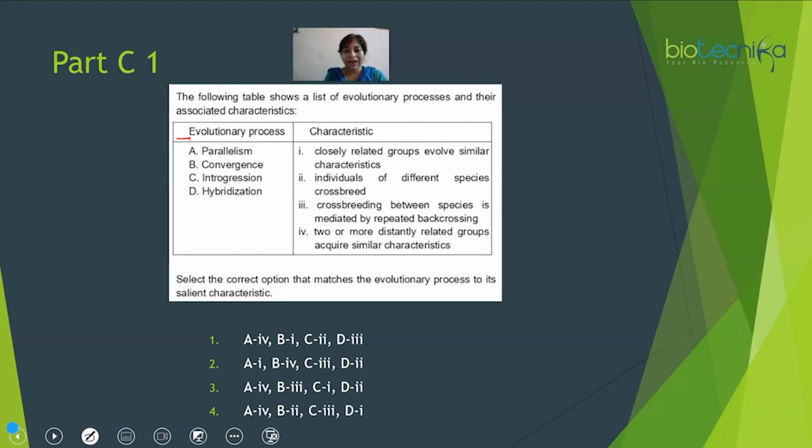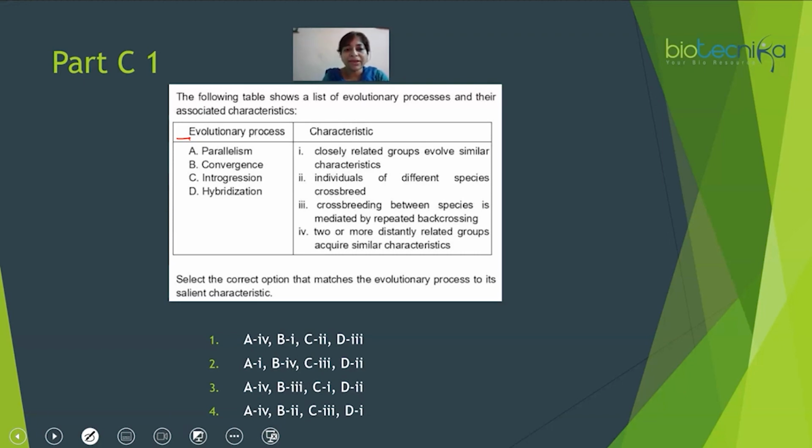So all the match the following kind of questions, irrespective of which unit it is from, are very easy and everybody should attempt them. In fact, you should attempt them first, because if you are able to correlate even only 1 or 2 concepts, by that you can choose the correct answer very easily. Okay, now let's see this one only.